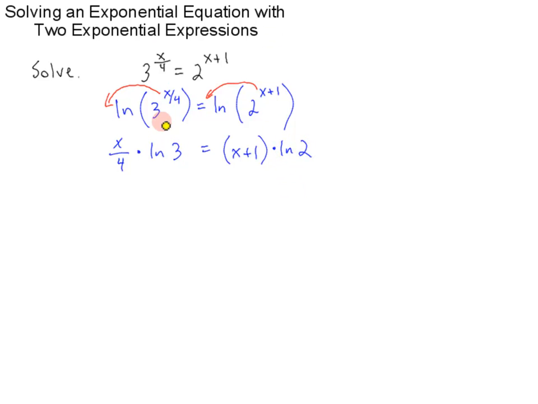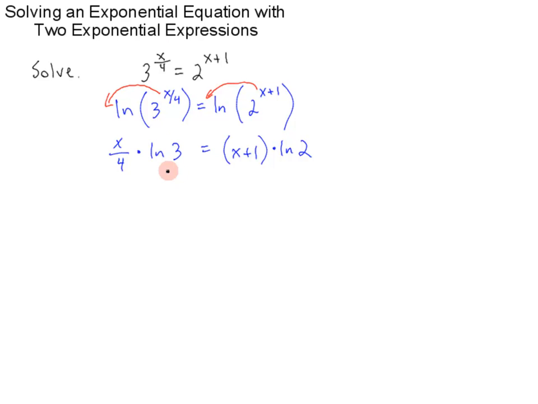And the problem that people typically run into with this is that we've got an x on the left side and an x on the right side, and furthermore the x on the right side is inside parentheses. But luckily for us, we can fix that up fairly simply by distributing the ln of 2 on the right side and multiplying the ln of 3 on the left side.